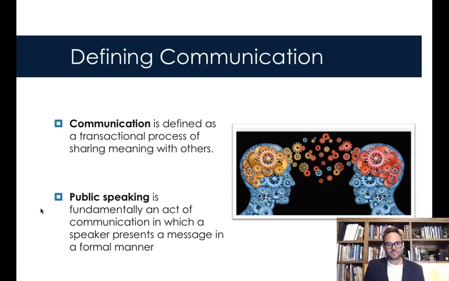So behavior in terms of interaction. So defining communication, communication is defined as a transactional process of sharing meaning with others. So we use our communication to establish a shared meaning, that symbolic convergence of our experiences. And so that's essentially what communication is. It's sharing our experiences with other people. It's sharing information, but on a deep, profound level. Public speaking is essentially that same thing, but in a more formal manner.